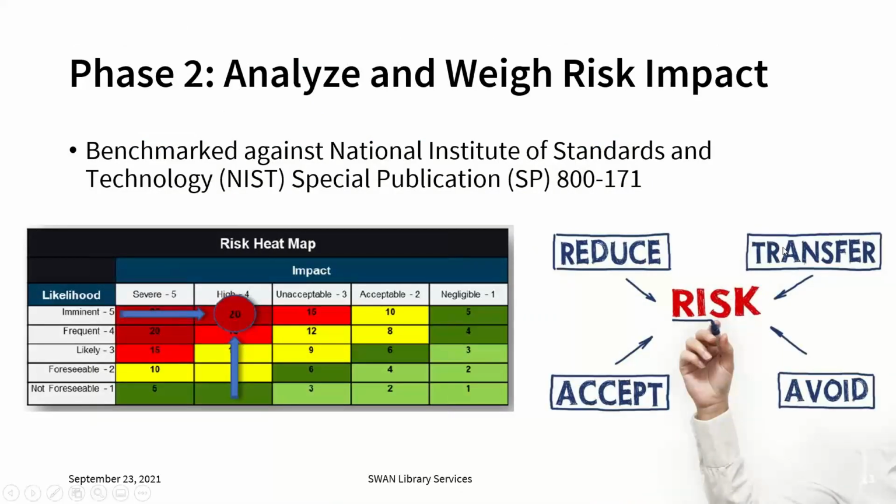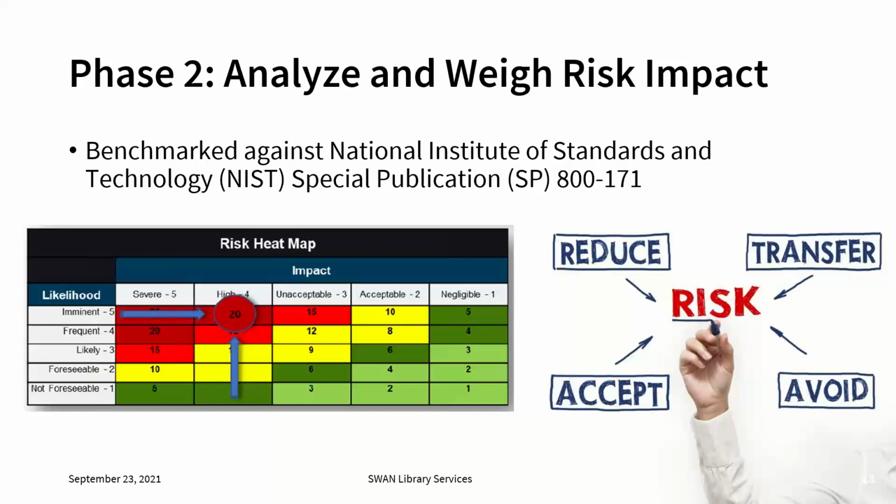The second phase is analyzing and weighing the impact of those risks. So that's specifically looking at that NIST 800-171 and weighing the impact of those various risks. And that drives how we plan for the future. How do we mitigate those risks? How do we process this?